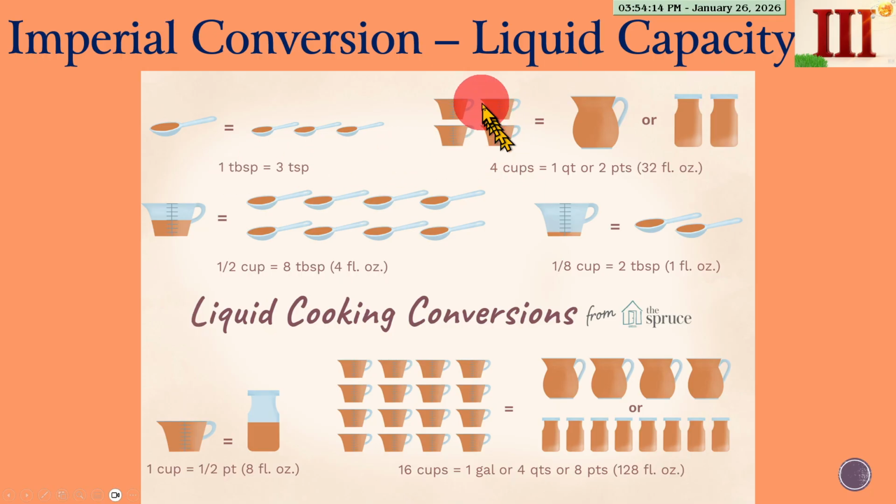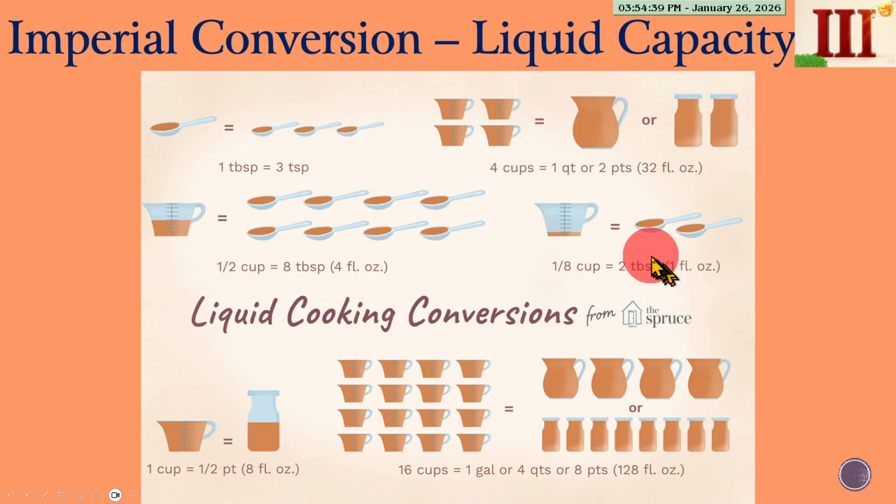So you have half a cup. You need 8 tablespoons. Ever get in a situation and you don't have a cup? 8 tablespoons will give you half a cup. That means you need 16 to make a whole cup. Anyway, if you have 4 cups, you'll end up with a quart.